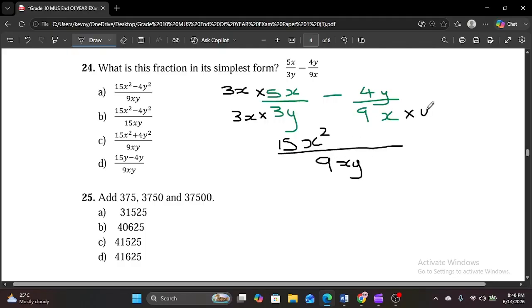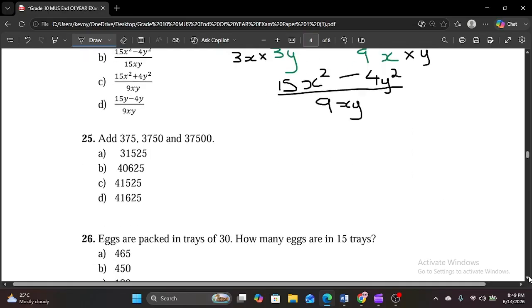And then we have what we multiply 9x by in order to get 9xy. So you have to multiply it by y in order to get 9xy. So if you multiply it at the bottom, you have to multiply it at the top. So you multiply by y above as well. So y times y is y squared. So you're going to have minus 4y squared. So this is going to be our answer because we're not going to be able to subtract, because these are unlike terms. So our answer is going to be over here. That's going to be A. So 5x squared minus 4y squared over 9xy.